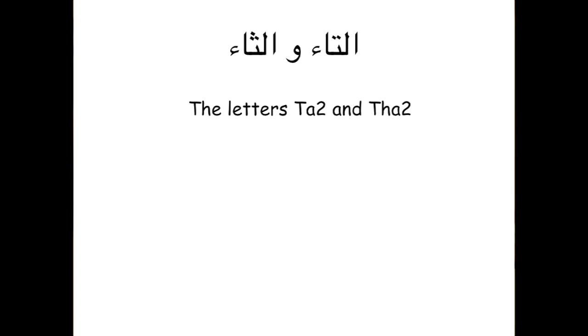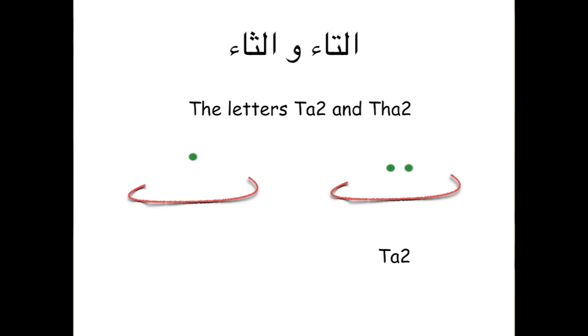Let's try now 2 more letters. We call them sisters because we write them the same way we write a Ba, except for one little difference. We start like so, but we're gonna put 2 dots on top of it to get a Ta. Add a third dot and you get a Tha. That's the sound of TH in 3. Tha.